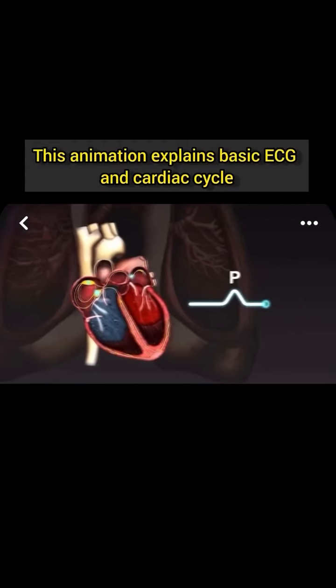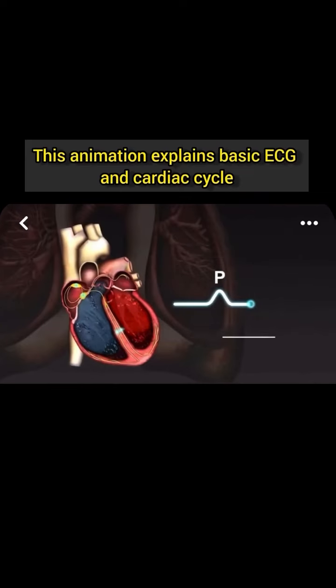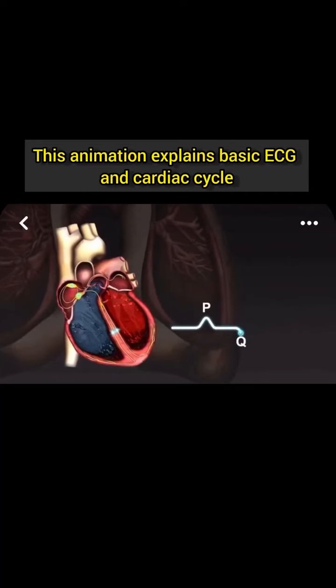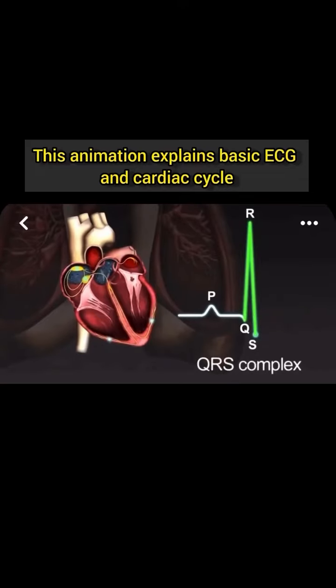As the impulse travels from the AV node to the bundle of His and along the upper part of the septum, the Q wave is produced. The passage of the electrical signal through the ventricles produces a large spike, called the QRS complex.